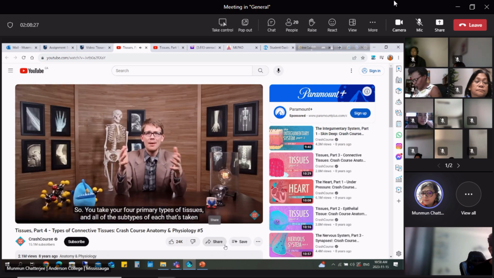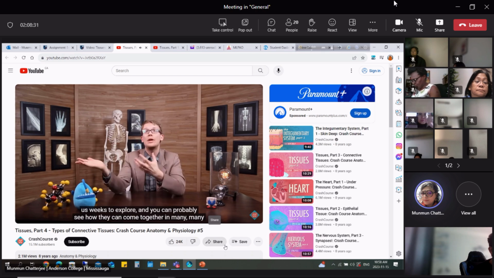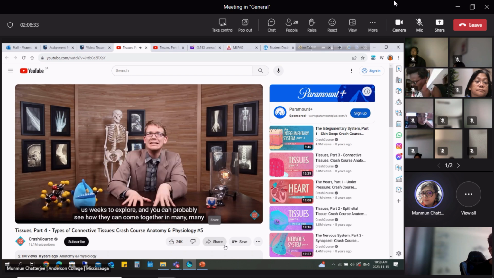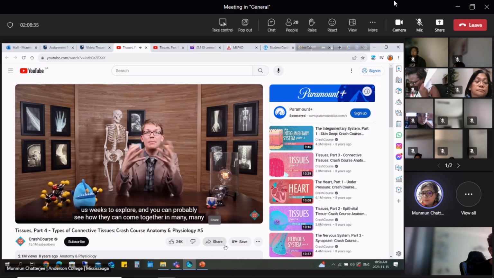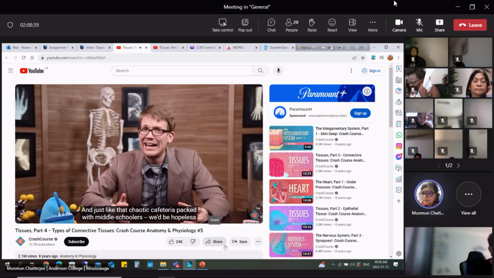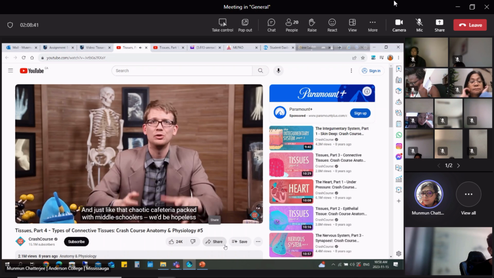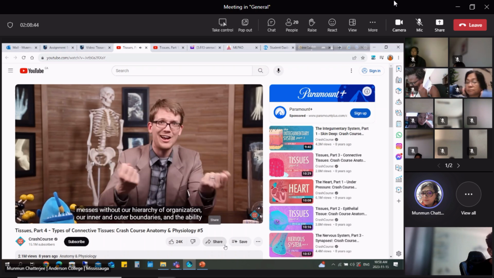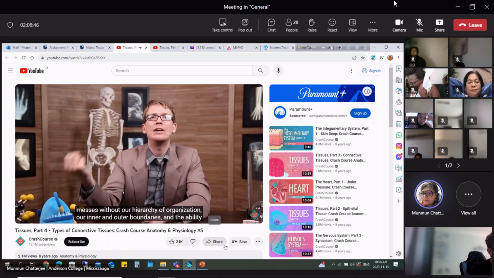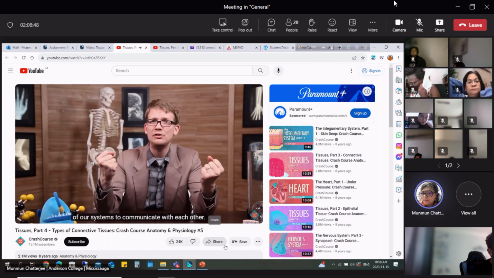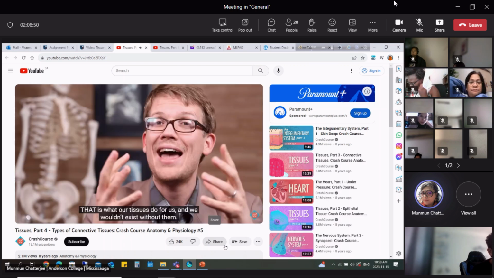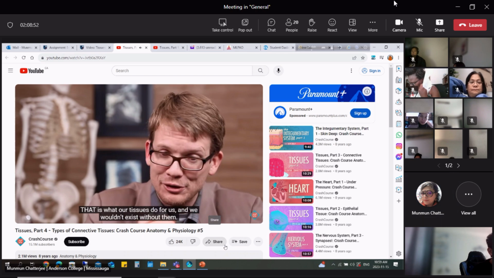So, you take your four primary types of tissues and all of the subtypes of each that's taken us weeks to explore, and you can probably see how they can come together in many, many combinations to form all of your body's organs. And just like that chaotic cafeteria packed with middle schoolers, we'd be hopeless messes without our hierarchy of organization, our inner and outer boundaries, and the ability of our systems to communicate with each other. That is what our tissues do for us.